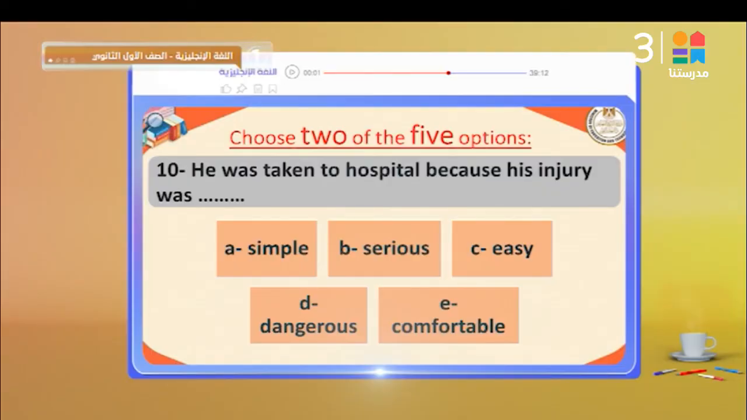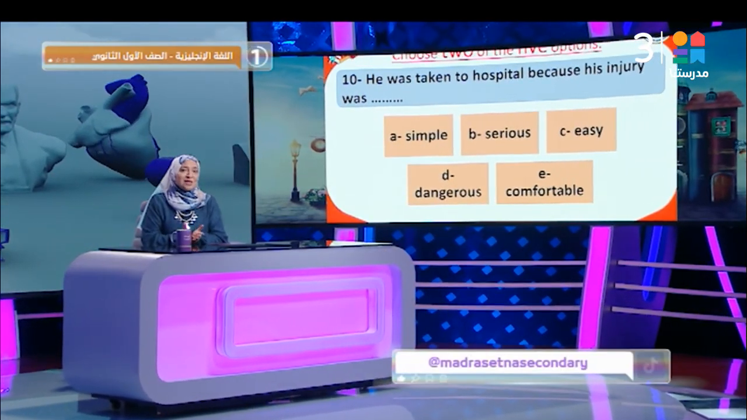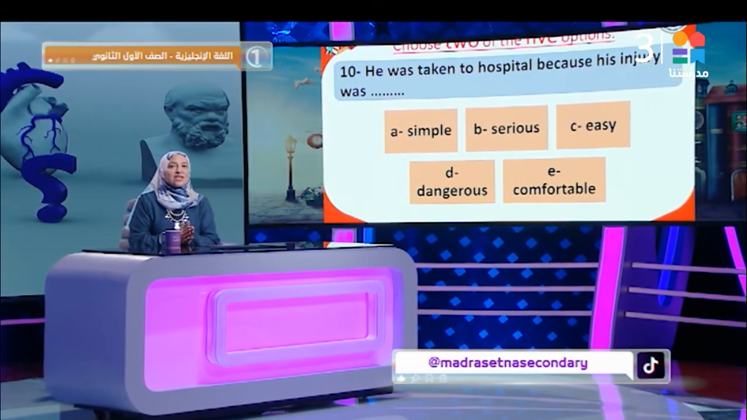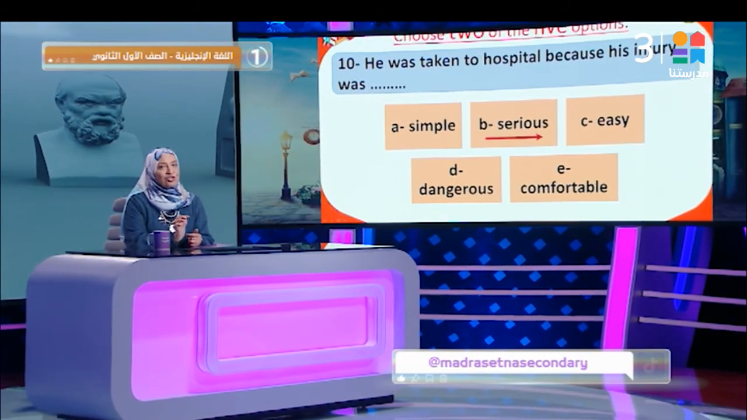Question number 10. He was taken to hospital because his injury was. Since we will take him to hospital, his injury was surely what? Simple, serious, easy, dangerous, comfortable. Of course, because we take him to hospital, the injury was serious. What does serious mean? It means dangerous. So we took him to the hospital because his injury was. We will choose our two choices, serious or dangerous.